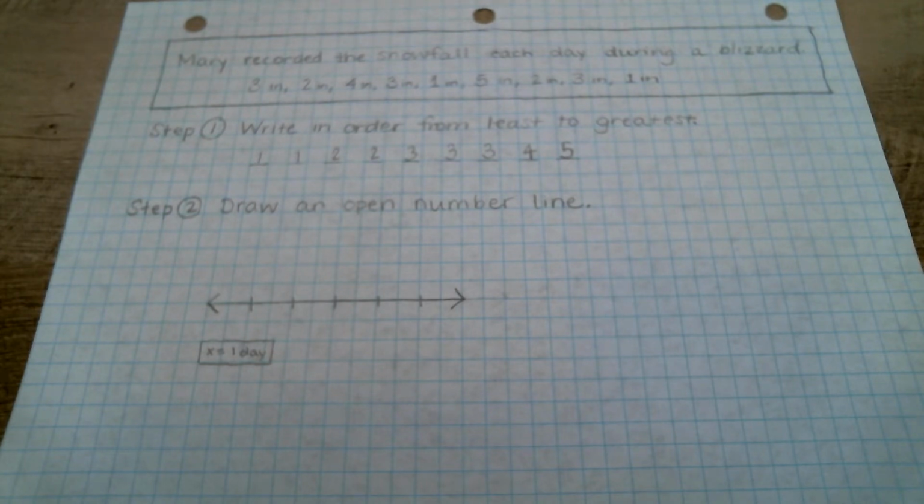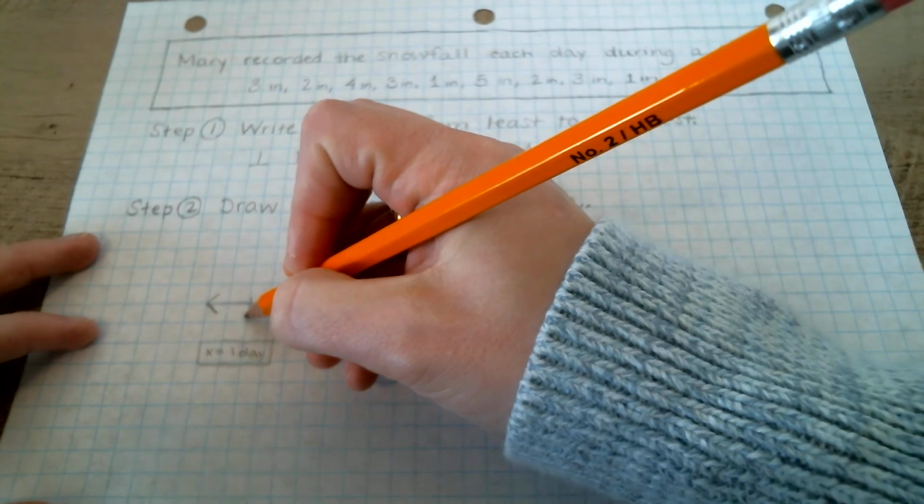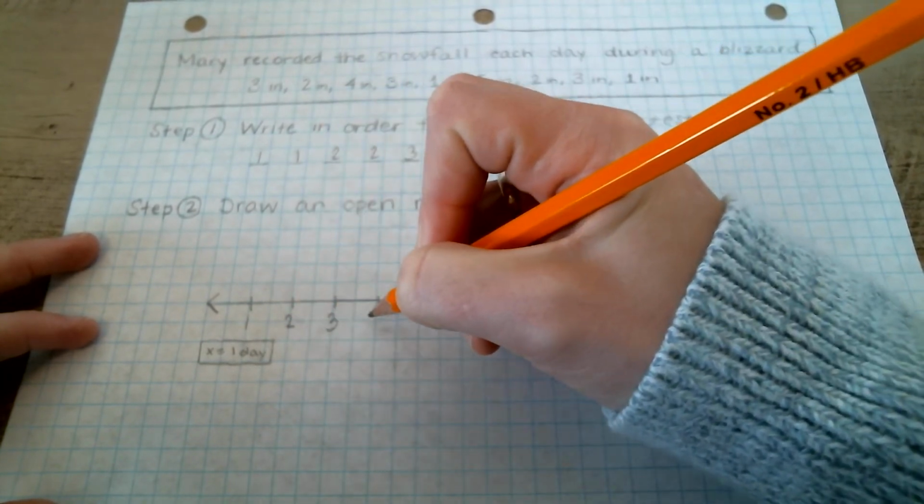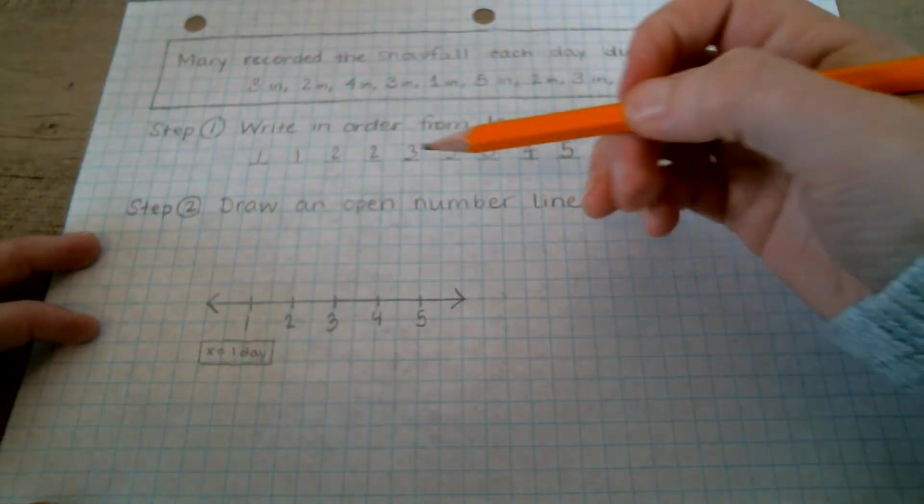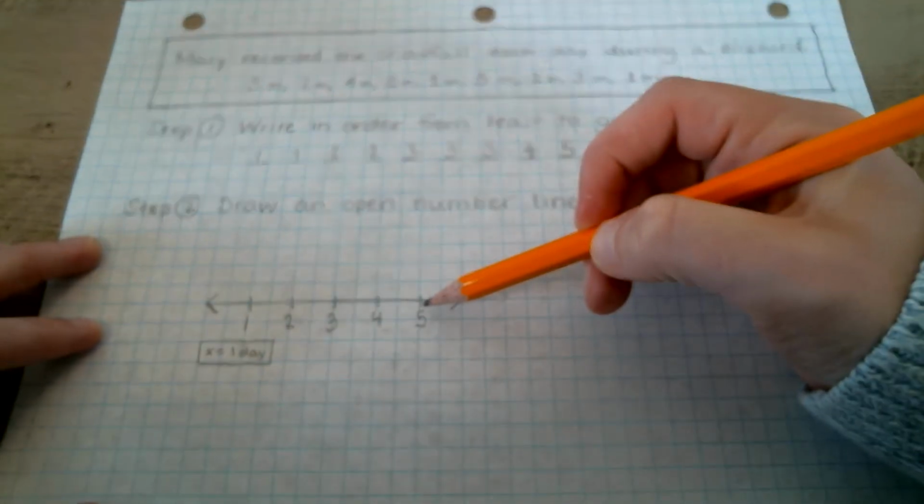Now, I'm going to draw an open number line because we know that a line plot is using this number line to show the frequency across time. Okay, so I'm going to start with the lowest number I had when I was writing them in order, which would be number 1, and then extend my number line to the greatest number, which is number 5. So I'm going to go ahead and label that on my number line. Okay, so I go from 1, 2, 3, 4, and 5, representing the range from 1 inch all the way up to 5 inches.